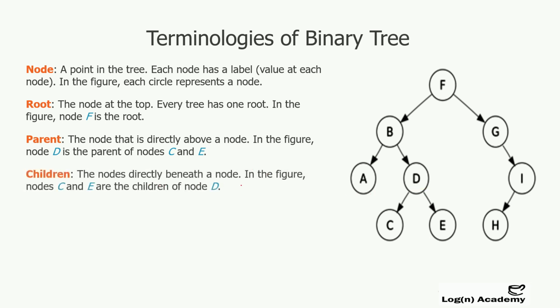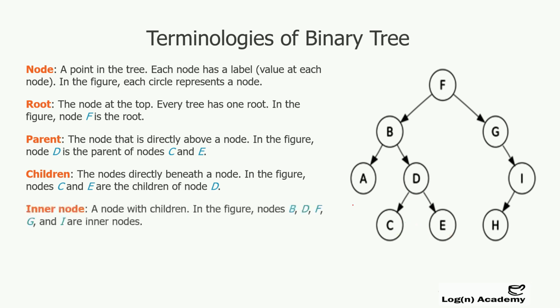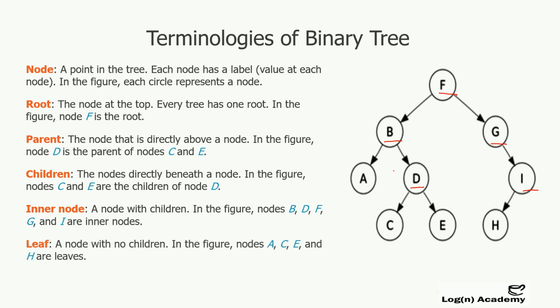Children: a node directly beneath a node. In the figure, nodes C and E are the children nodes of D. Inner nodes: a node with children. In the figure, nodes B, D, G, F, and I are the inner nodes. Leaf nodes: a node with no children. In the figure, nodes A, C, E, and H are leaves.